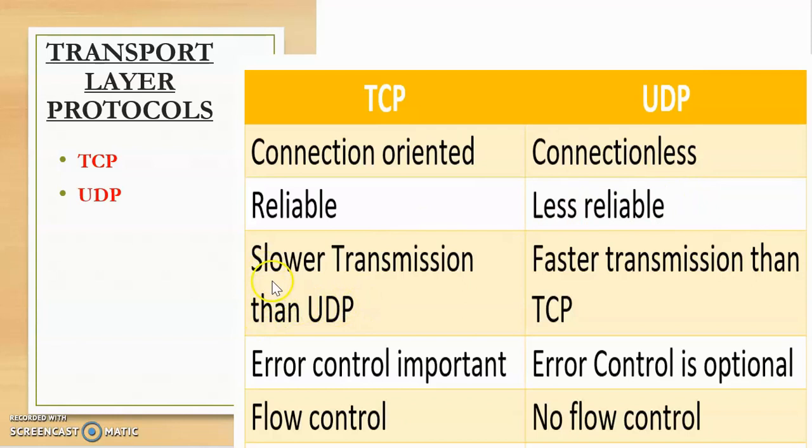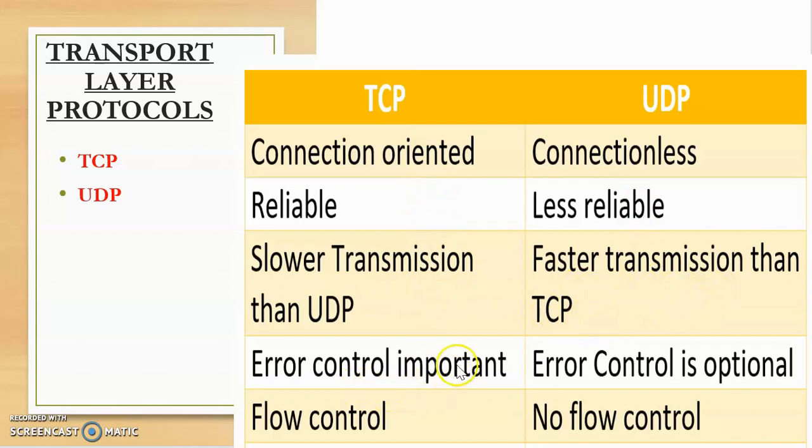Next, in TCP, the transmission is slower than UDP. Now, since it is connection oriented, first a connection needs to be set up. So as a result, the TCP transmission will be slower in comparison with UDP. See, TCP is not very slow, but just when it is compared to UDP, it will be slow because first a connection needs to be set up. Whereas UDP will have faster transmission than TCP.